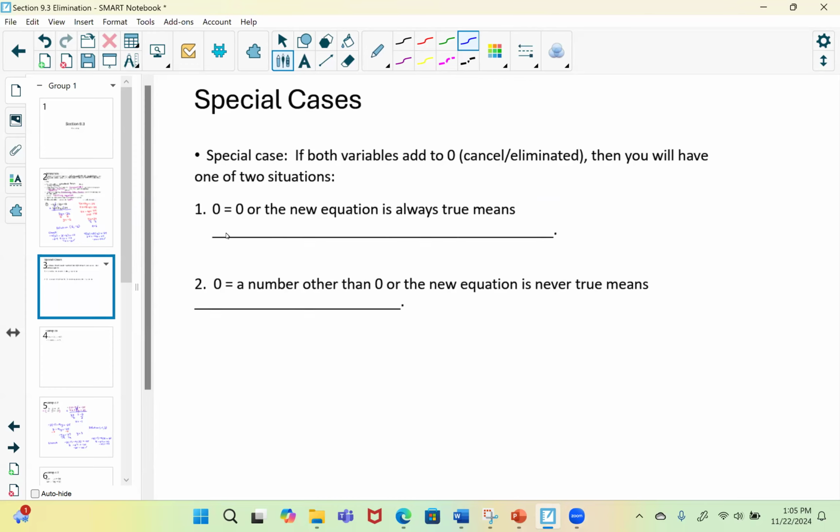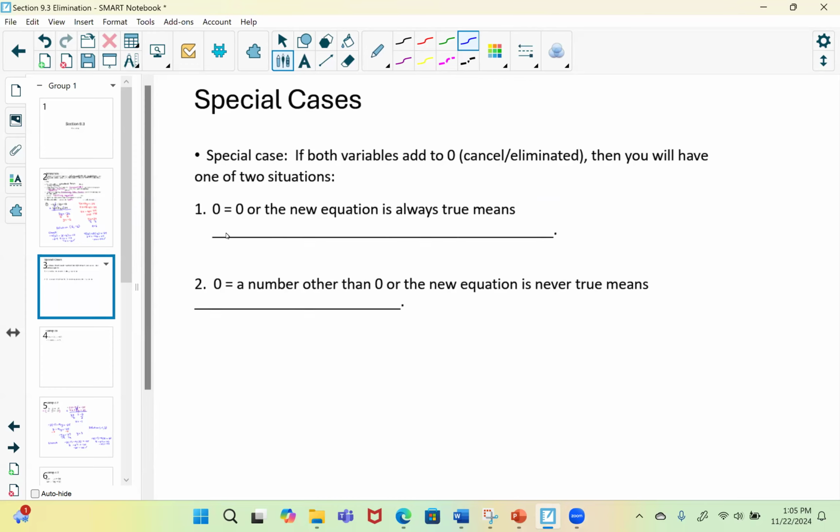If instead you get 0 equals a number other than 0, or a new equation that's not true, that's when we have no solution. There's no point that will work. So this is again when the two lines are parallel, and infinite solutions is on a graph when we have the same line when we graph it. And so every point on these lines works.